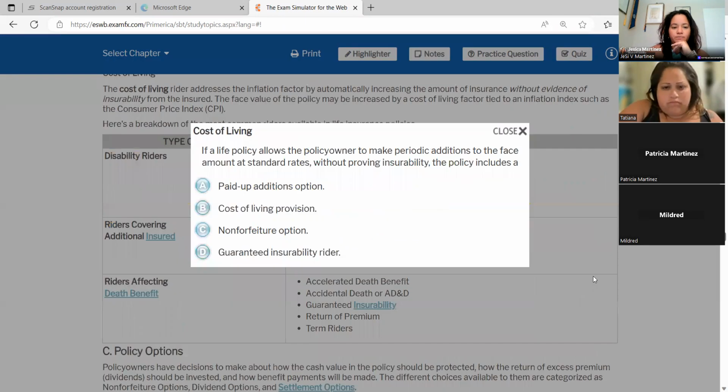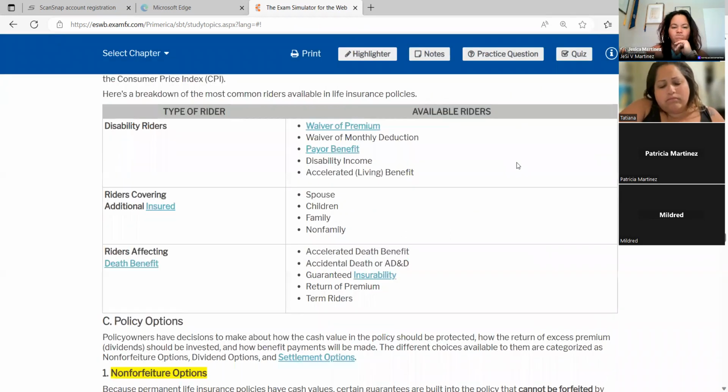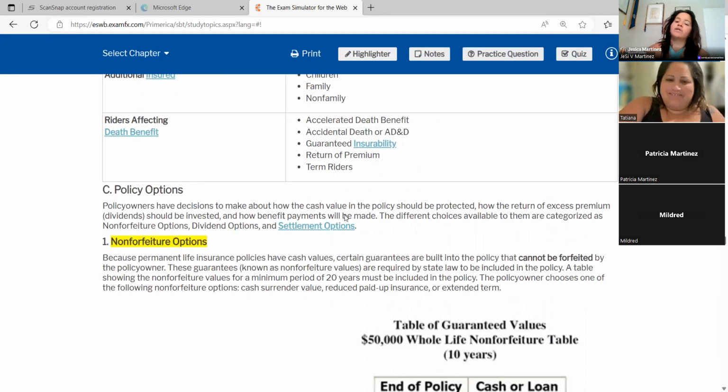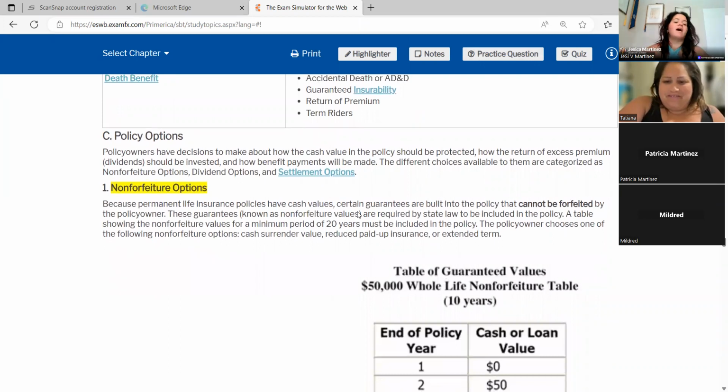See here. If a life policy allows the policy owner to make withdrawals without proving insurability. A life policy allows the policy owner to make, but it's the same question. Okay, we're going into policy options now.